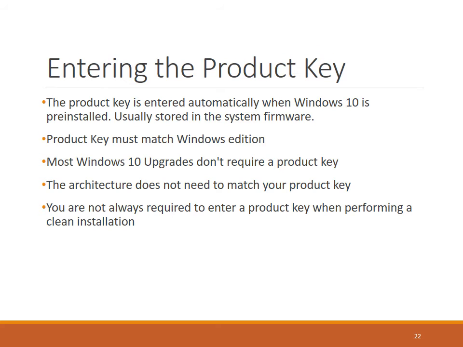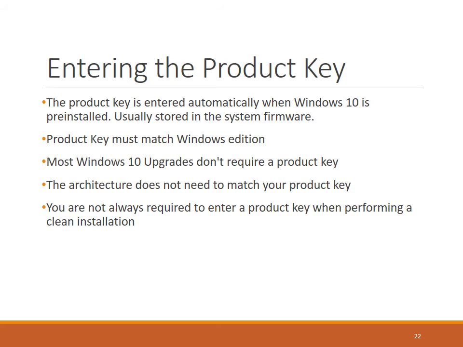The product key is entered automatically when Windows 10 is pre-installed. This will be pre-installed by an OEM, and it's usually stored in the system firmware, so this will be in the BIOS somewhere. The product key must match the Windows edition, so you can't install Windows 10 Professional and use a Windows 10 Home product key. You have to have a Windows 10 Professional product key in order for it to work.